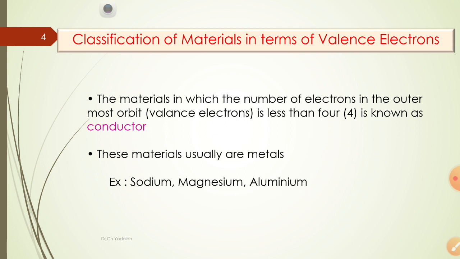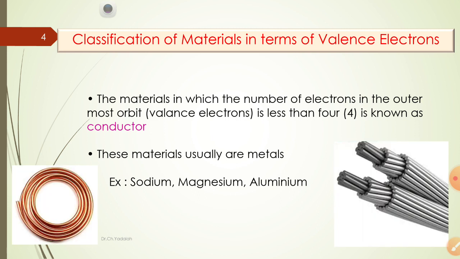So what is the definition here? The materials in which the number of electrons in the outermost orbit, the valence electrons, is less than 4 are known as conductors. These materials are usually all metals. For example, sodium, magnesium and aluminium. You can see this figure also.